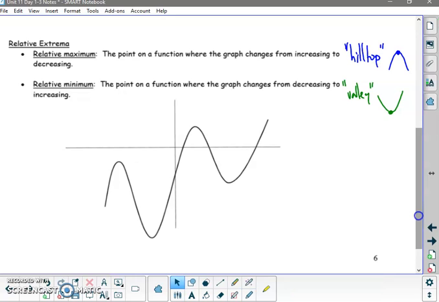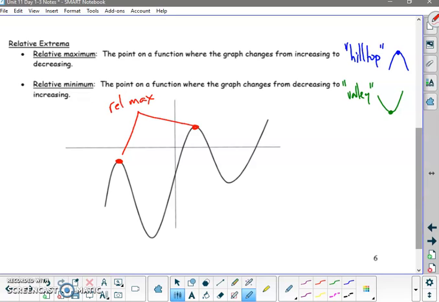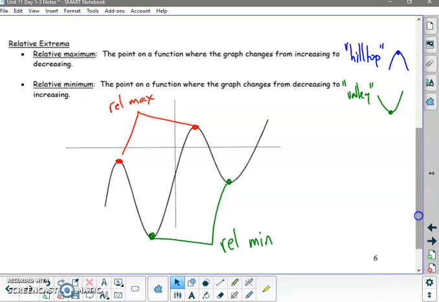So on this random function that is sketched here, there are two relative maximums. Here's a hilltop, here's a hilltop. Those are relative maximums, okay? And there are two valleys, here and here. Those are called relative minimums. Notice the lowest point on the graph is not necessarily a relative minimum, and same thing with the highest point on the graph. This right here is not a relative maximum because it's not changing from increasing to decreasing. It's not a hilltop. It's just the highest point. That's called something different, an absolute maximum or minimum.